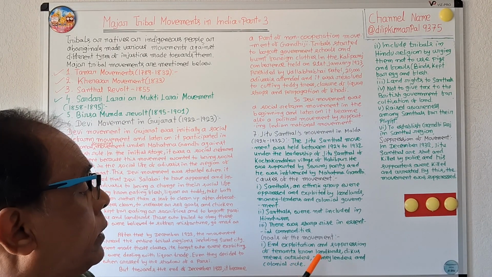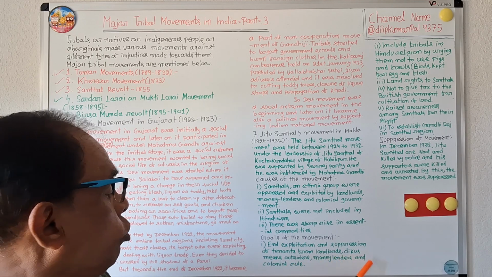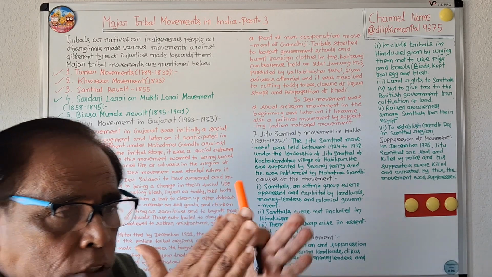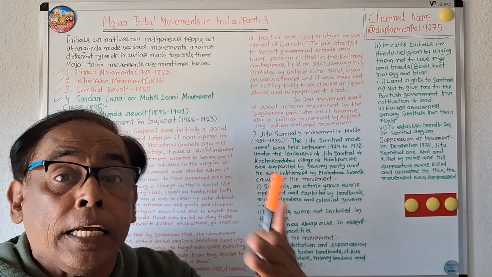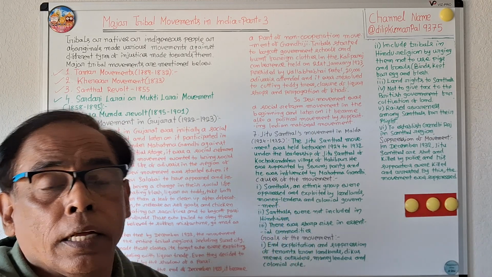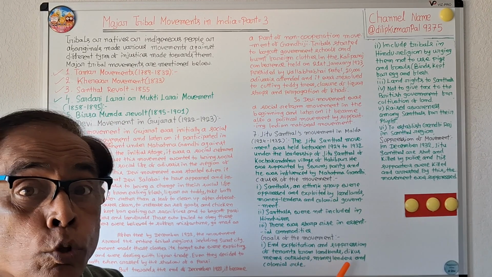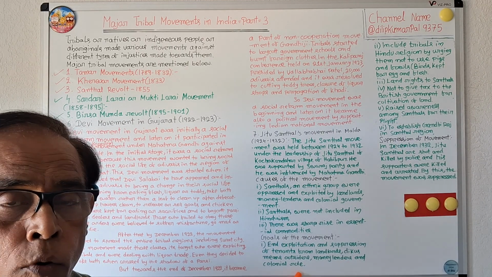The goal was to end exploitation and suppression of Santals from landlords, daikus, meaning outsiders, moneylenders, and colonial rule. This is the first goal.